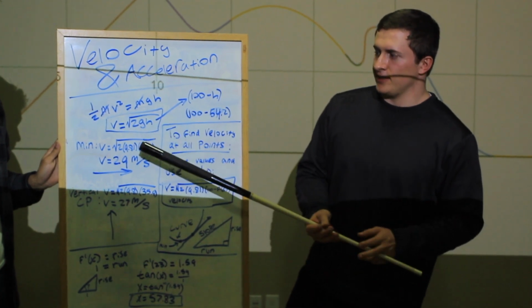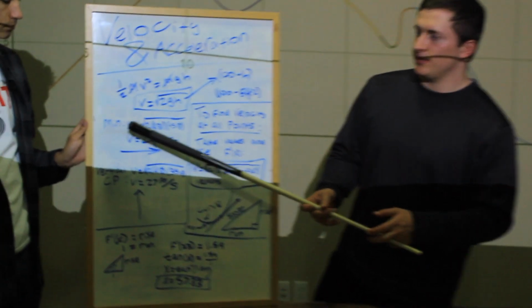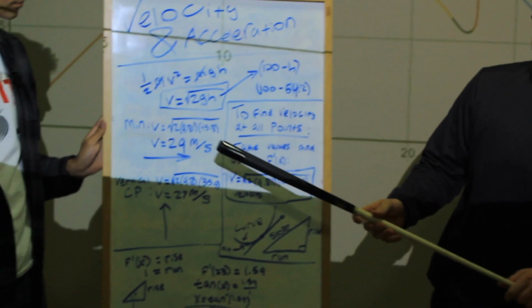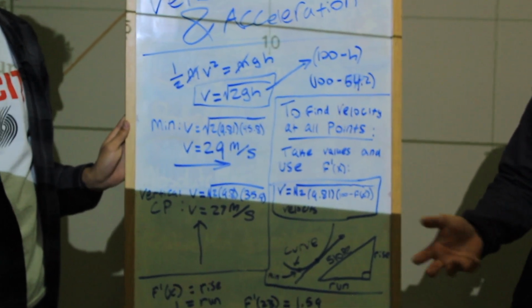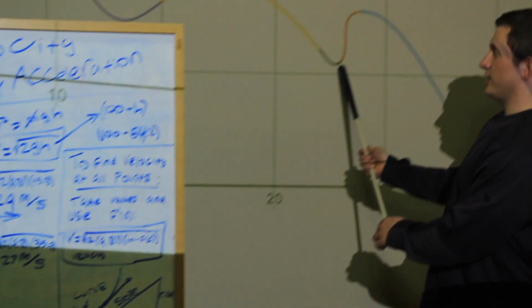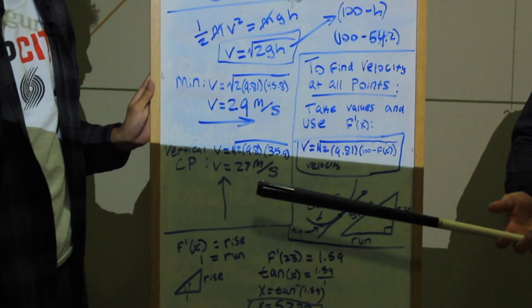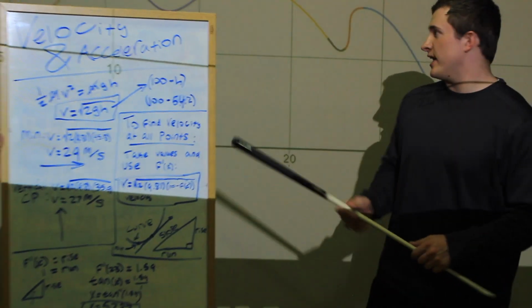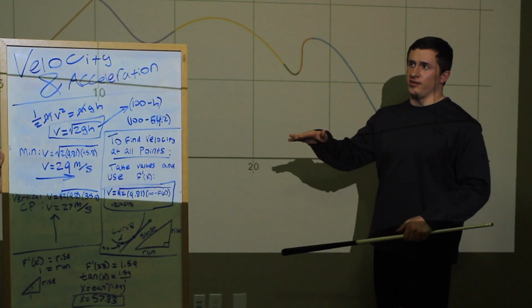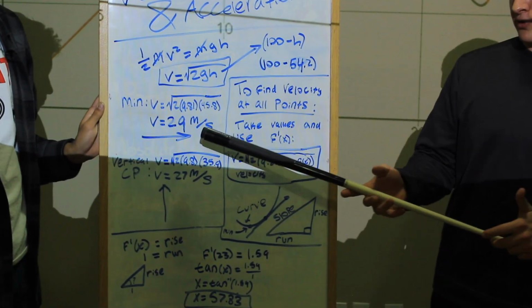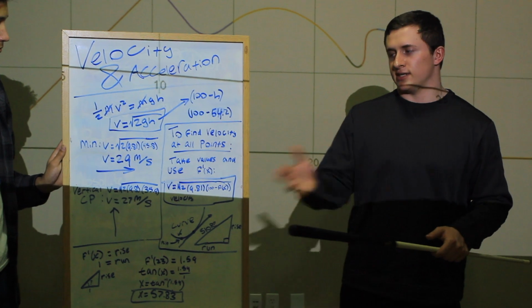So what we want to do next is find the velocity at the minimum right here. At the minimum, we take the square root of 2 times 9.81, which is gravity, times 45.8, because this point right here is 45.8 meters down from the original point. Through those calculations, we get a velocity of 29 meters per second. Because this is the minimum, and at the minimum the slope is completely flat, that is all headed in the horizontal direction. So the roller coaster at that point is going 29 meters per second, directly horizontal.